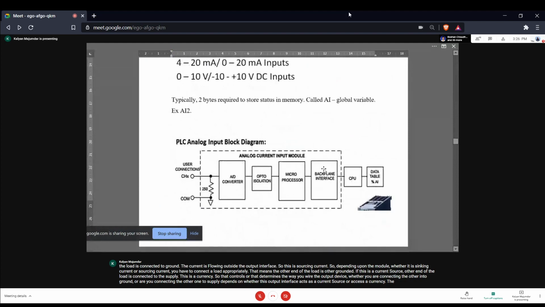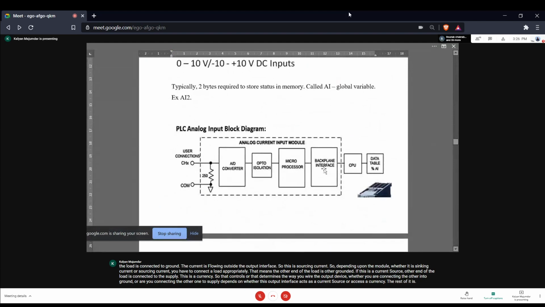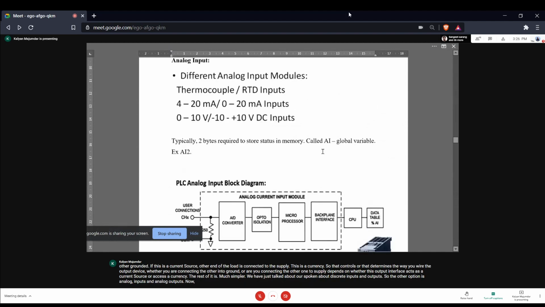So the rest of it is much simpler. We have just spoken about discrete inputs and outputs. The other option is analog inputs and analog outputs. Now, what are the analog inputs and outputs that are commonly supported? One is, of course, 4 to 20 milliamperes, because that is what all transmitters generate. This is a current input. Second is a voltage input, which is typically either 0 to 10 volts or minus 10 to plus 10 volts. These are again standardized ranges for representing analog signals in industrial applications.